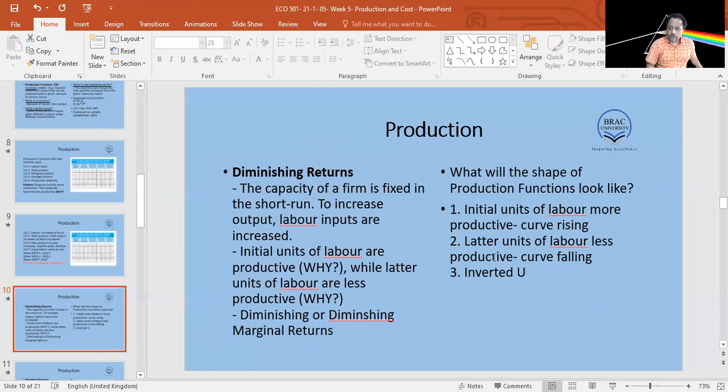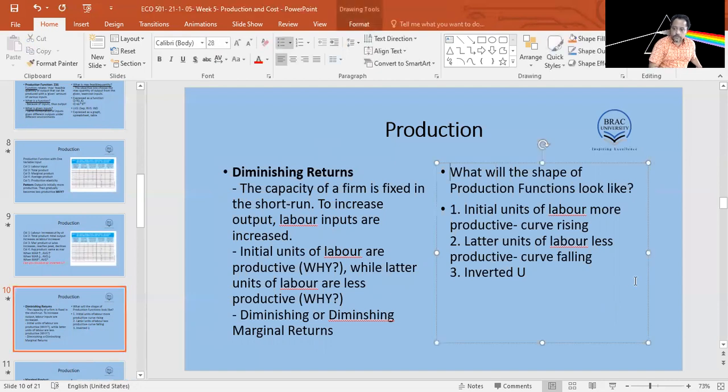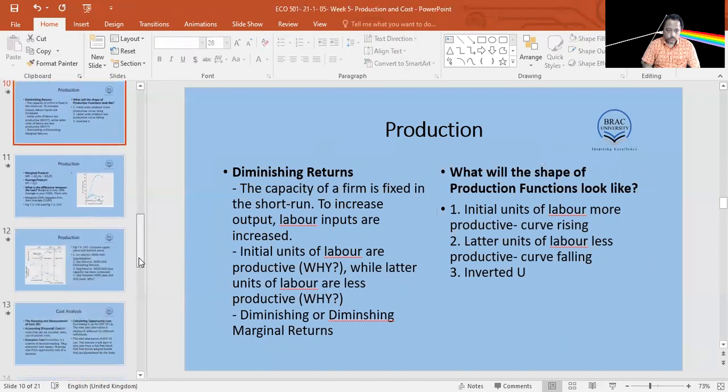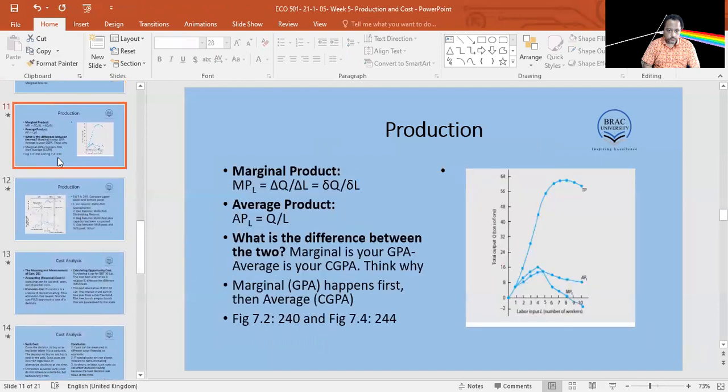Now, because of this, what will the shape of the production function look like? Initially, units of labor are more productive, curve rising. It reaches a peak, then starts to fall. So what happens? We get an inverted U. Now we are doing part 3, where we wanted to show what various production functions look like.